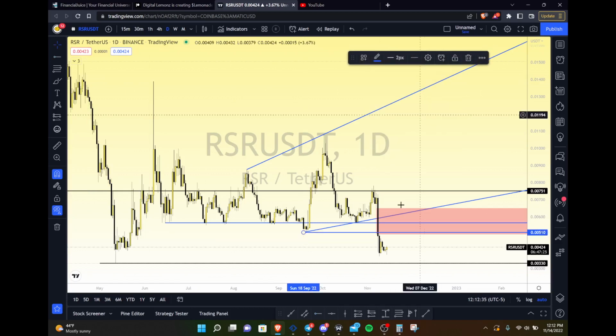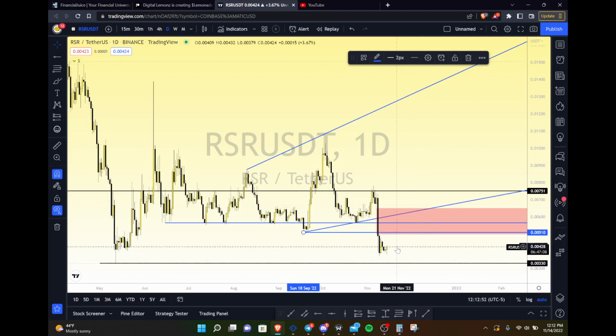So you have this fair value gap as major resistance, right? So now you have a place where going short makes sense, and then also targeting a long makes sense as well. But I would only go long if you're coming into this monthly pivot level down here at 0.0033.